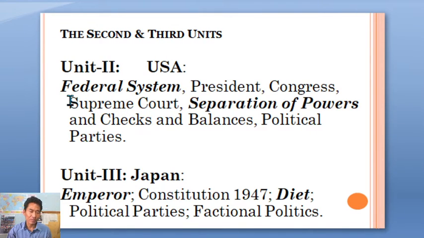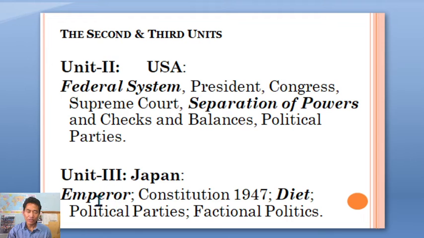We'll be discussing about the federal system, the president, which is the executive branch of the government, the Congress, which is the legislative branch of the government, and the Supreme Court, which is the judiciary branch of the government of USA. Apart from this, we will be discussing about separation of powers and checks and balances, and finally, political parties in the United States. In the third unit, there is the Constitutions of Japan.